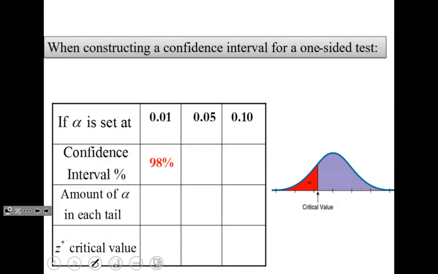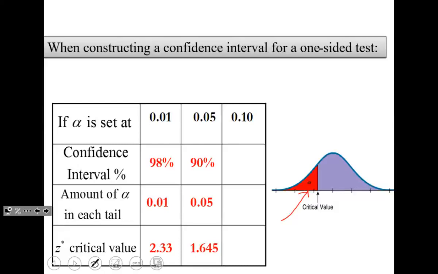I actually take that 1%, double it, and remove it from the 100. The amount of alpha in each tail: all of it, since I only have a one-tailed test. As you can see, that's my alpha. All alpha. That means my critical value is going to be 2.33. So if I had a 5% alpha, I double it, remove it from 100, and my confidence level is 90%. The amount of alpha in each tail, again, I have 5% and one tail, so it needs to be 0.05, and a critical value of 1.645.